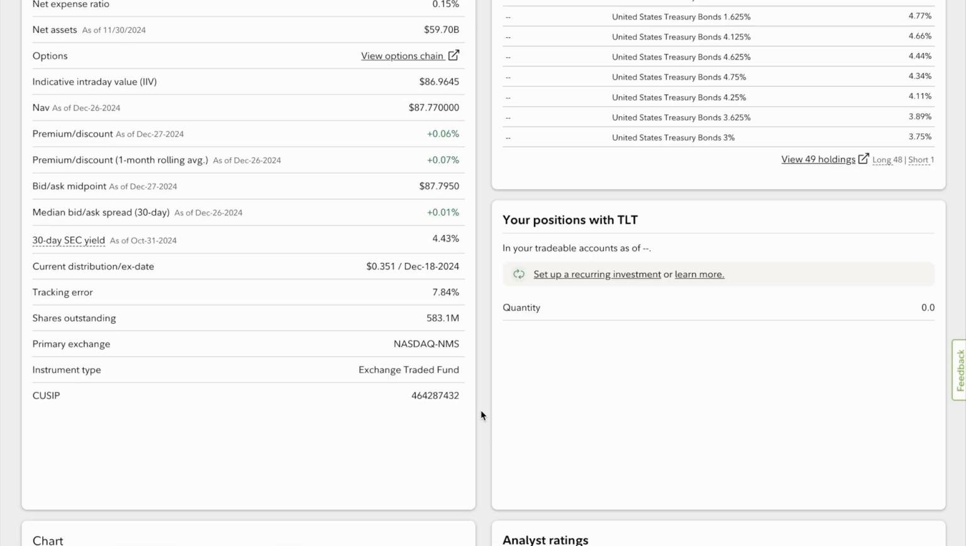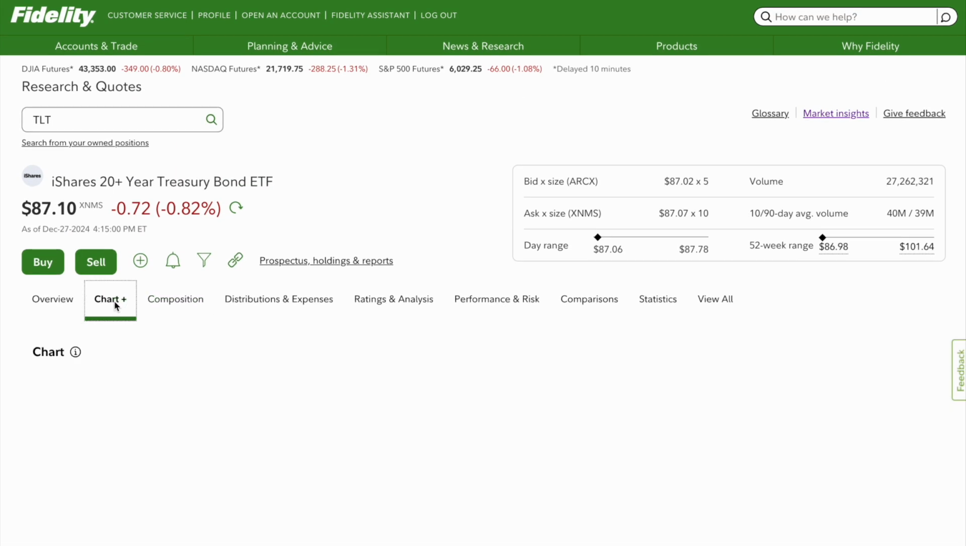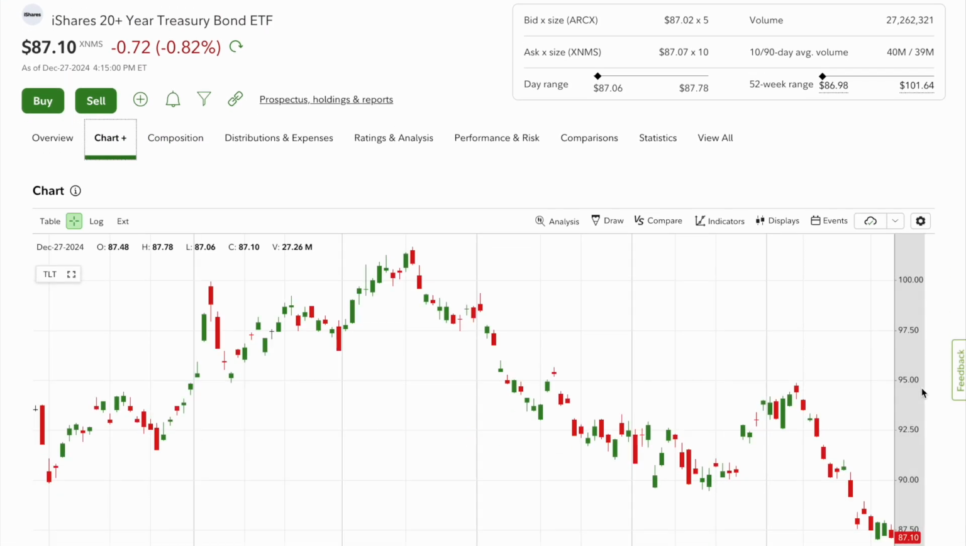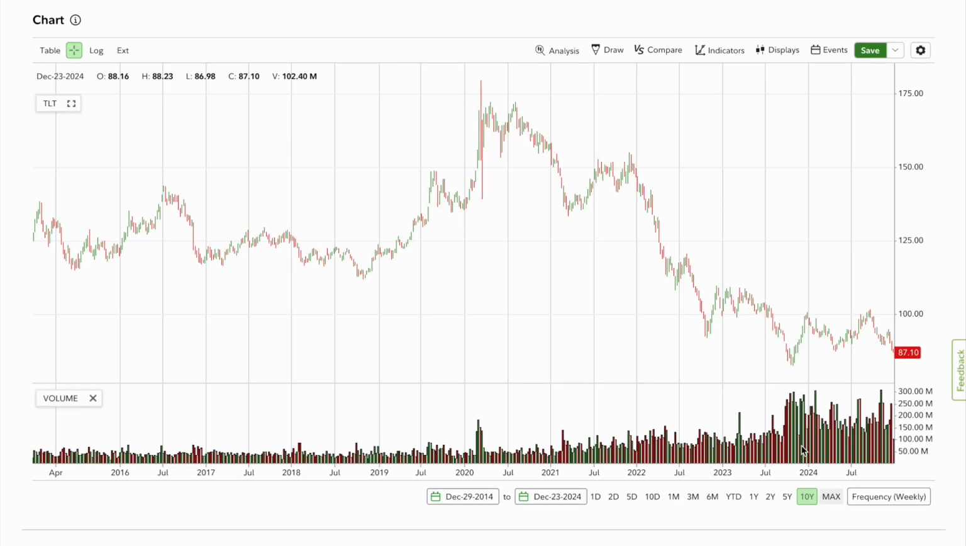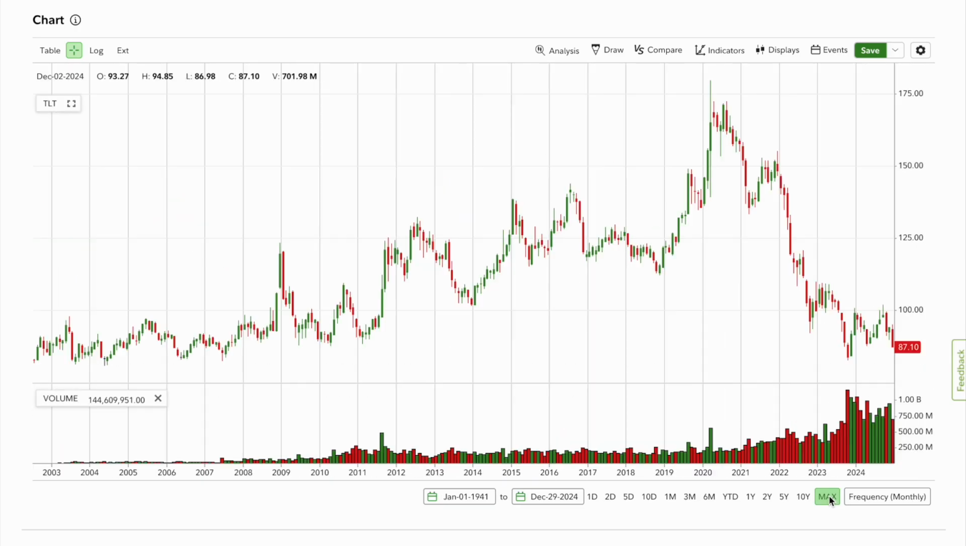But the big thing that I want to show you, just to give you a little perspective, is when you look at the chart, I just want to show you how much this has sold off. Let's just look at the last 10 years. If you look at the last 10 years, it was all the way up at 170, almost 175. And now it has got a nice haircut of almost 50%, down to $87. When you go to the life of this, it used to trade around $80. So pretty much we're about to be near all-time lows here.